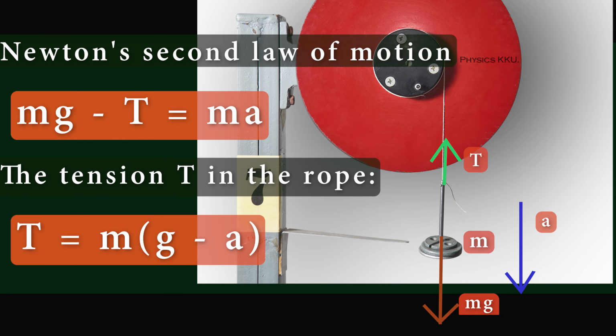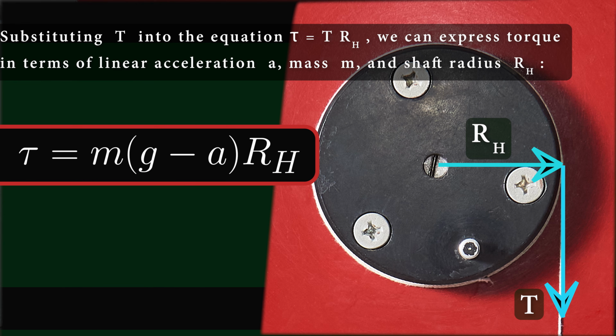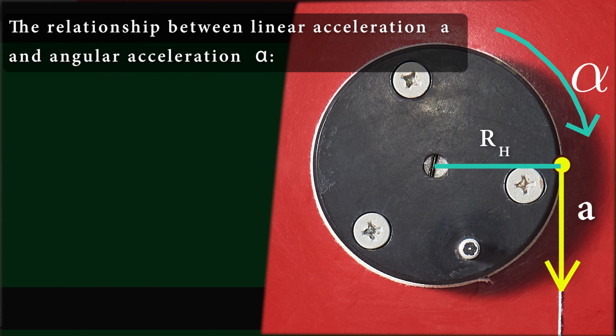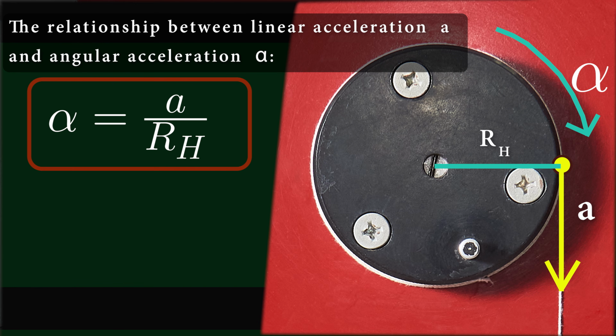When g equals 9.782 meters per second squared, we find the linear acceleration a from the mass release experiment by measuring the time it takes to move. Substituting T into the equation torque equals T RH, we can express torque in terms of linear acceleration a, mass m, and shaft radius RH. Torque equals m multiplied by g minus a multiplied by RH. We will use the linear acceleration obtained experimentally to calculate the system's torque when releasing mass m. After obtaining the torque, we determine the angular acceleration alpha. Alpha equals a divided by RH.